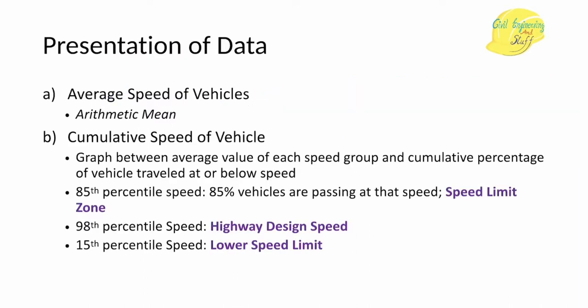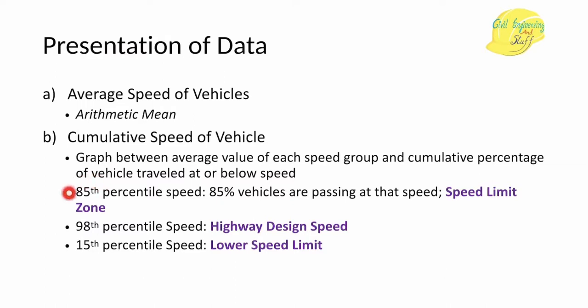Here what we do is we draw a graph between the average speed group versus the cumulative percentage of vehicles that traveled at that speed or below that speed. What we are trying to achieve is to find out the speed trend. That is, what is the percentage of the vehicles that are traveling at that speed or below that speed. Through that we come up with certain values.